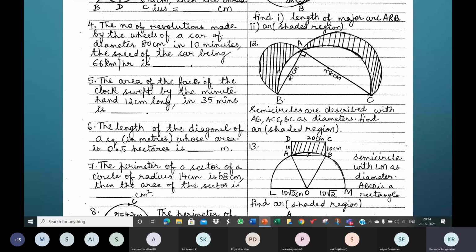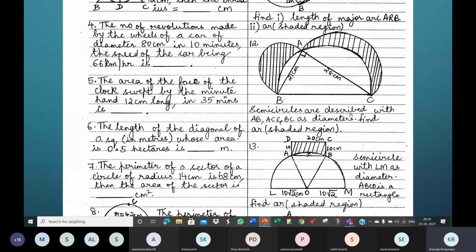See, when you remove the semicircle, you're removing the unshaded region. The whole figure is made up of two things, shaded and unshaded region. From the whole thing, if you remove the unshaded region, you'll get the area of the shaded region. So if you take away this unshaded semicircle, you will get the area of the shaded region. Do it.